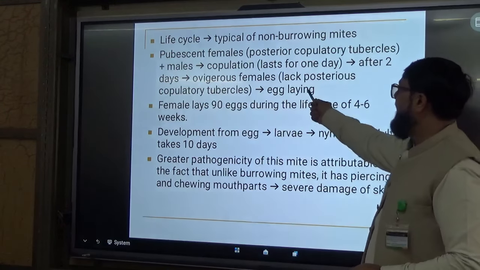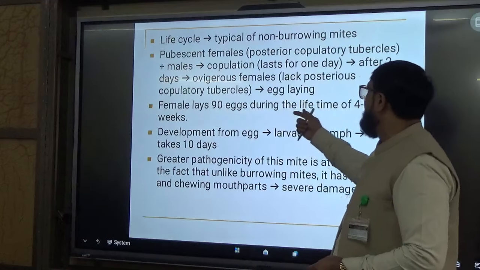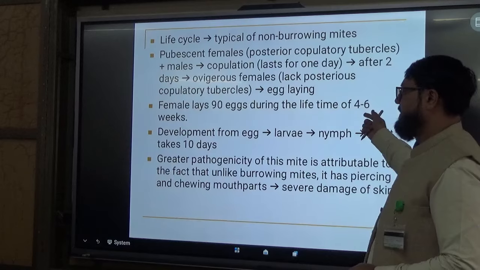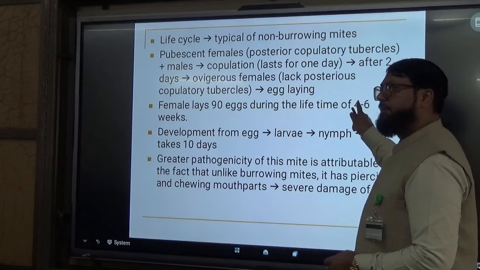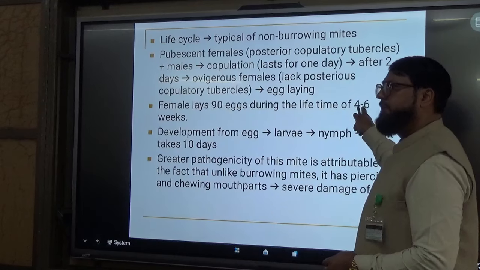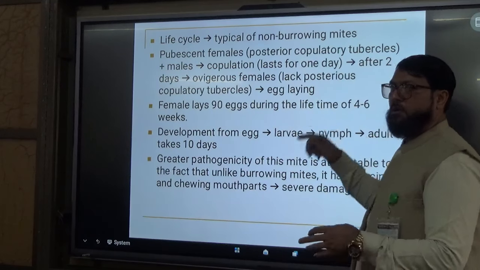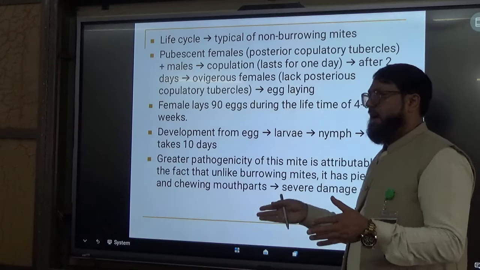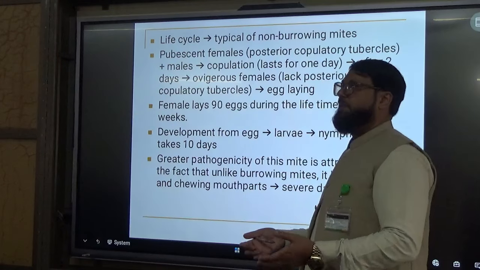After that is the egg laying process. The females lay around 90 eggs during the lifetime of 4 to 6 weeks. And that's why here you can have a clue that after 4 to 6 weeks you need a repetition of the treatment. Because if you control the adults, after this much time the young ones would be ready, and they would need control measures.